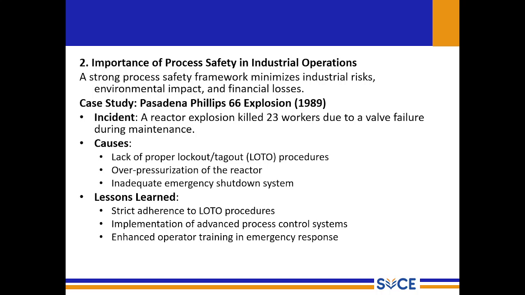So what is the conclusion we can make from this? The Pasadena Phillips 66 explosion was a devastating industrial disaster caused by poor safety practices and lack of process control. So always follow lockout tagout protocols before maintenance. Install advanced process control systems. Train workers regularly.